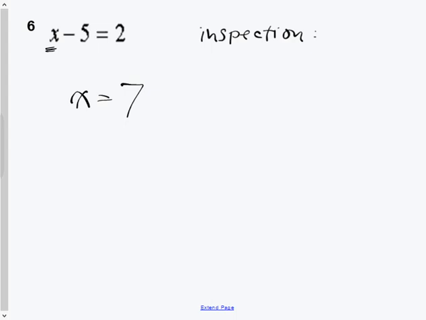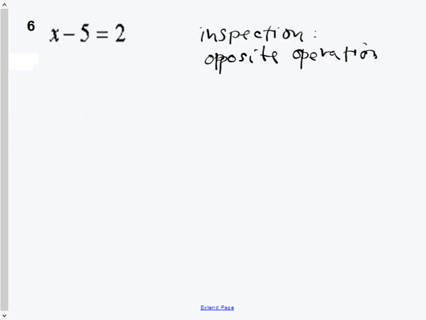However, the second way we learn to solve it is by opposite operation. So if I take this question again, I should make this eraser a little bigger, and I say, okay, I want to isolate the variable.